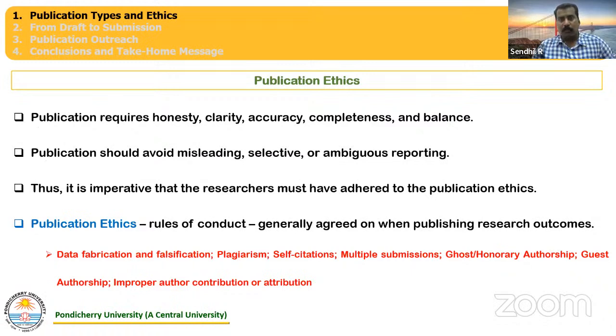Now let us have some idea about publication ethics. Like the research ethics, we also have some publication ethics. Basically, publication requires the honesty of the researcher so that he or she will bring some clarity in the research and accurate reporting. Then it should bring completeness in the findings, and also there should be some balance in reporting. That is, you should not favor one side. It should also avoid misleading information, and you should not report only selective data or information, and there should not be any ambiguity in reporting.